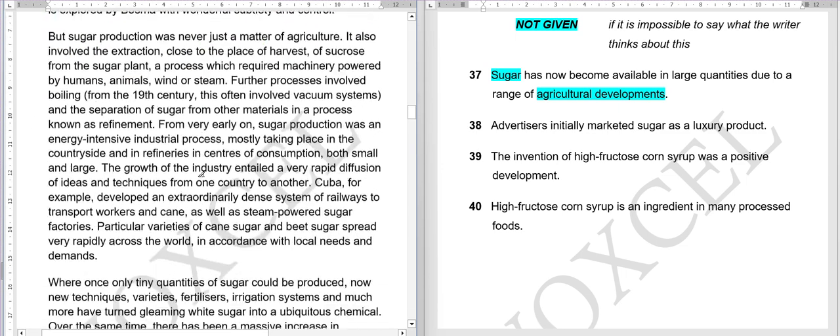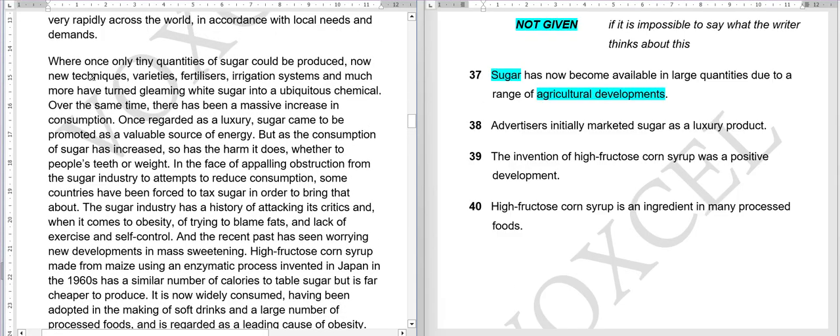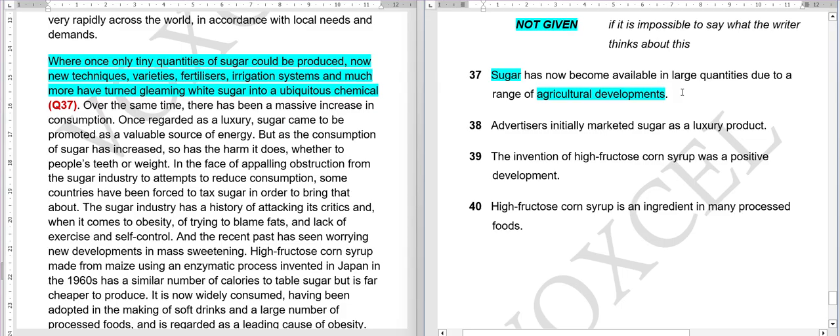So let's read the next paragraph. Where once only tiny quantities of sugar could be produced, now new techniques, varieties, fertilizers, irrigation systems, and much more have turned gleaming white sugar into a ubiquitous chemical. Okay, let me change the color for this now. So this is the location of our question 37. Obviously here we're talking about something like that. Now you have to tell me whether the answer to this particular question is yes, no, or not given, and for that you will have around 10 seconds. The time starts now.